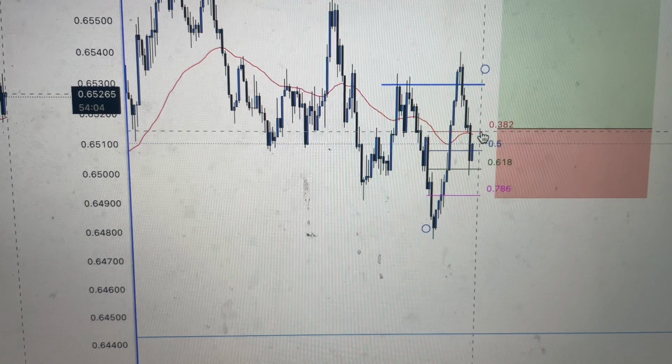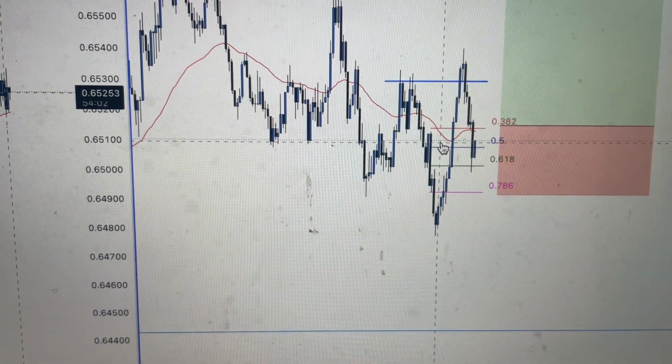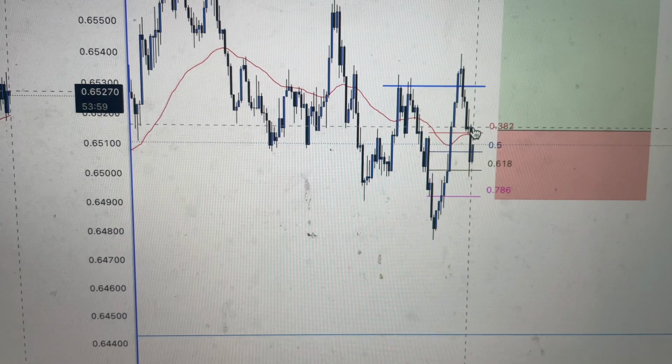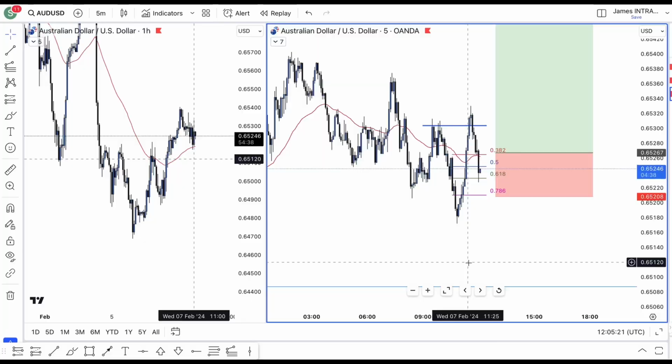So that's why I sometimes go half, a really small position. If this stops me out, it stops me out. But if it gets the confirmation, a bullish engulfing, then yeah, I can add to it.